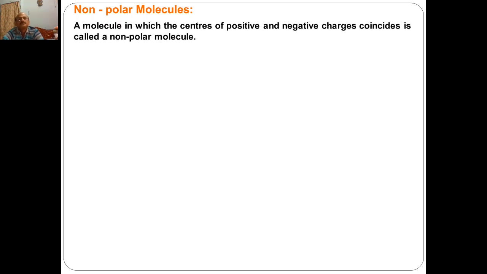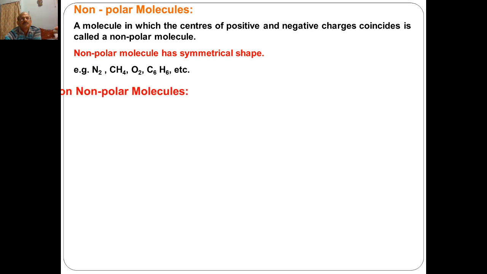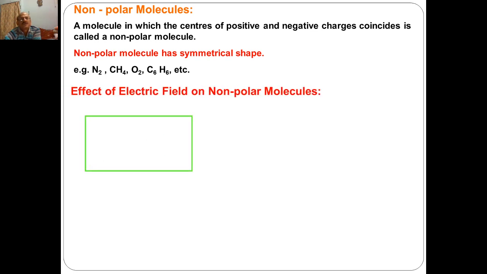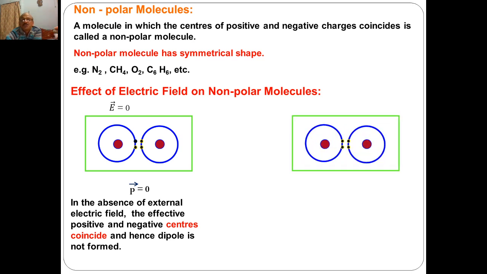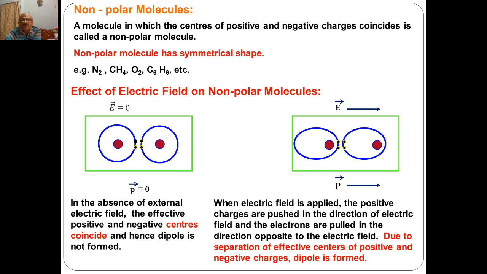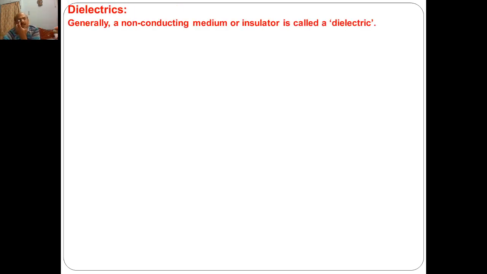Now the non-polar molecule. The molecule in which the centers of positive and negative charges coincide. Now its effect in the absence of an electric field. Since the centers coincide, there is no dipole. But in the presence of a field, see a kind of stretching. Means electrons are pulled opposite to the field. So a net dipole is formed. Now come once again to dielectrics.